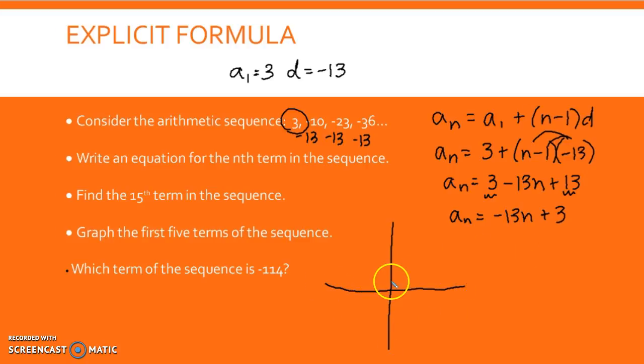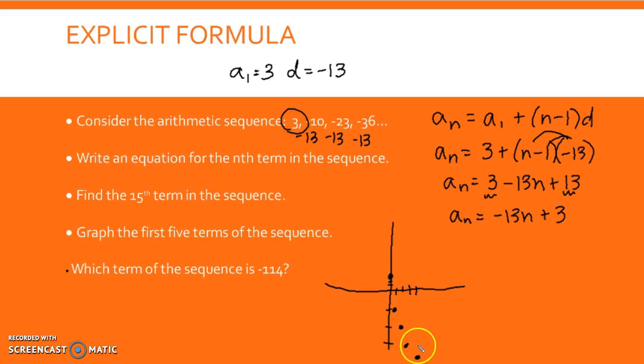Alright, so my first one is at 3, which we'll say is right there. I know my second one is at negative 10, but I could also use my slope. My slope says it's negative 13, so I go down 13, right 1. Because I don't have a whole lot of room to graph, I'm just going to say that this is negative 10. Then I'm going to go down 13 more, and right 1 more, 13 more, right 1 more, and way down there. 1, 2, 3, 4. So here's my first one, second, third, fourth, and fifth.